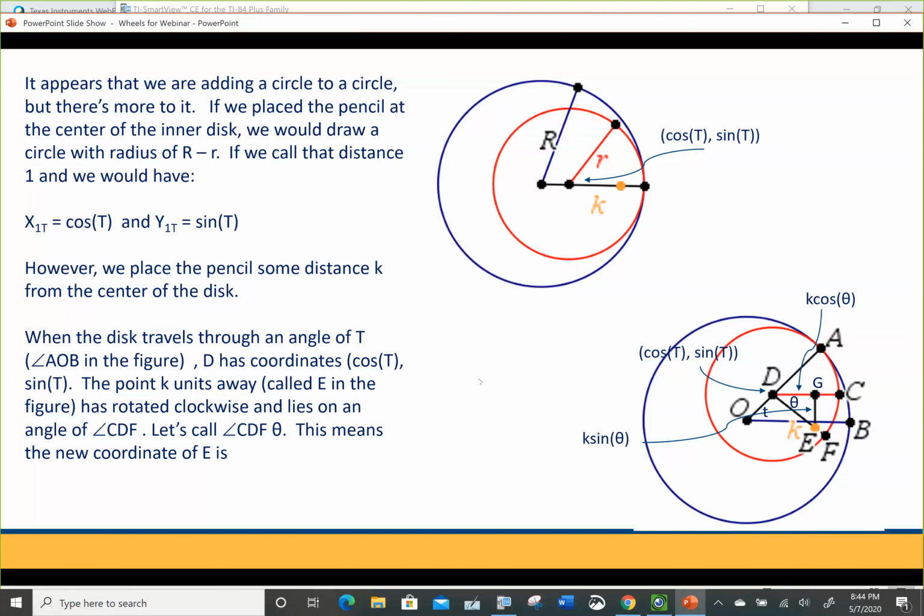So our equations will be x equals cosine t plus k cosine theta, and y equals sine t minus k sine theta. Now let's stop. Are there any questions about this?